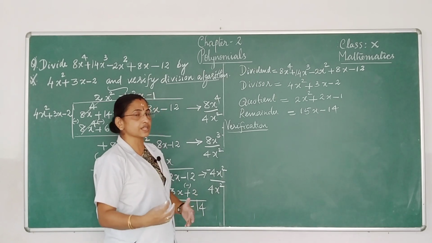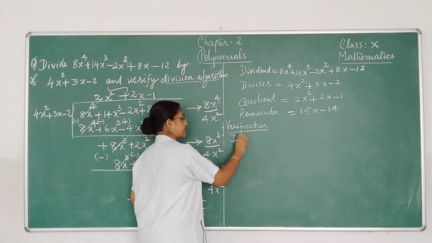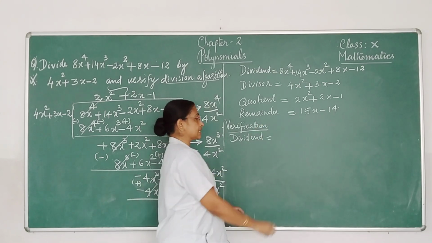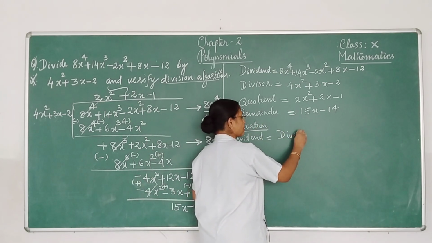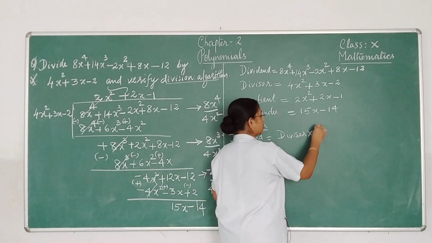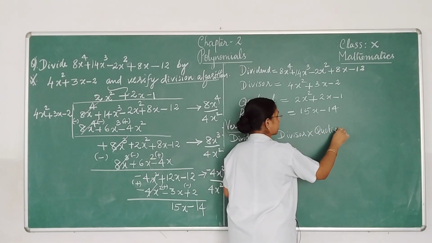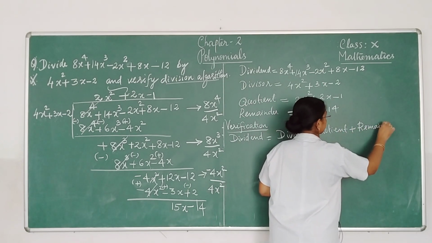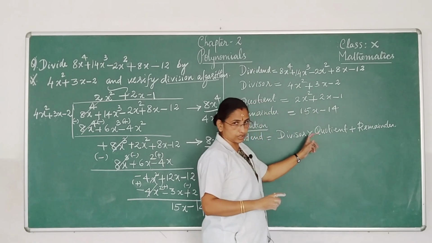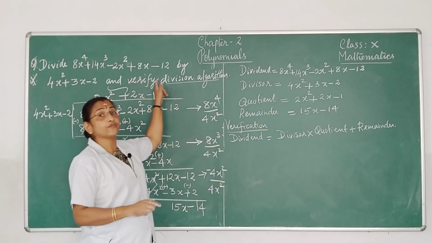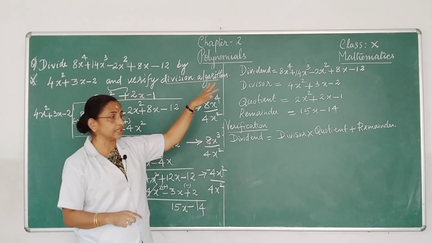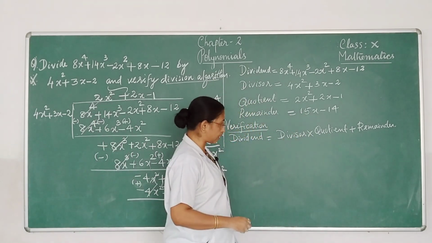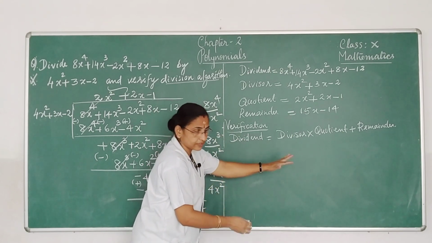You know what the division algorithm is. Write the division algorithm at first. Dividend equals, we know that, dividend equals divisor into quotient plus remainder. This is the division algorithm. So in the question you are asked to verify the division algorithm. To verify the division algorithm, you need to check whether the LHS and RHS get satisfied or not. Just substitute the left side and the right side.